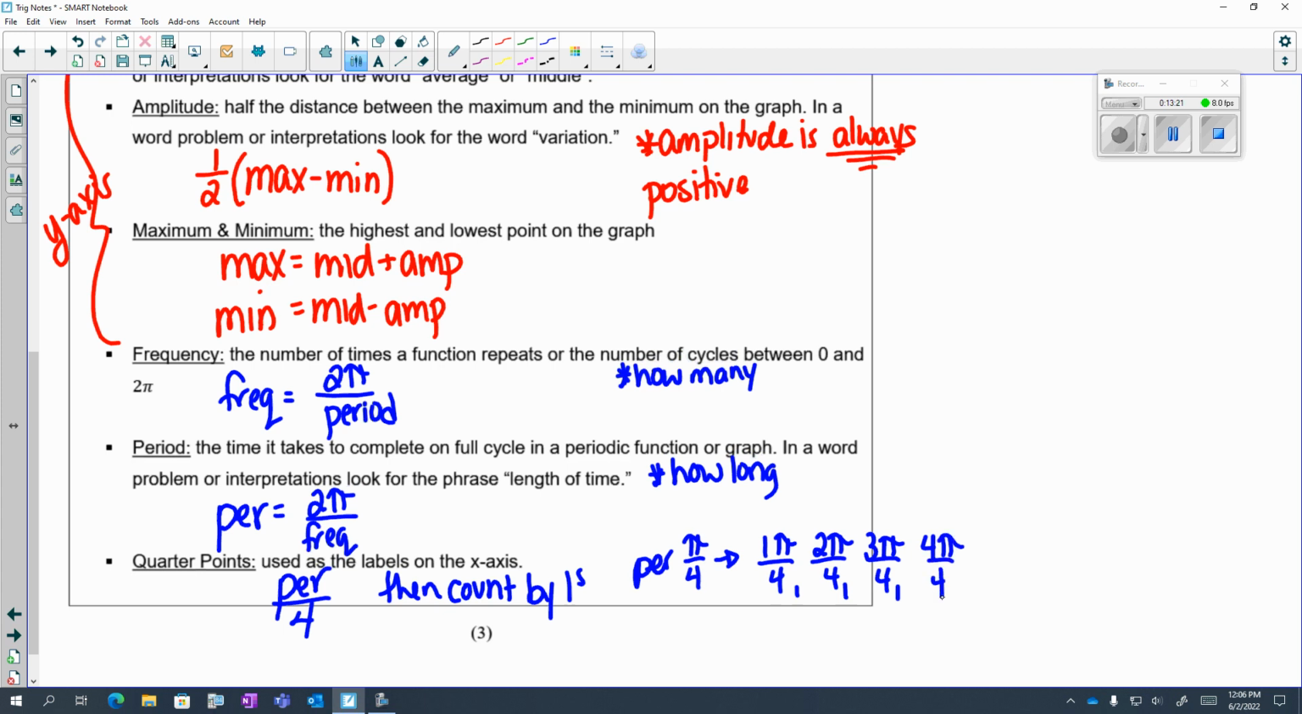That would give me one complete cycle. If I needed to extend my graph based on a given domain, I could continue counting. 5 pi over 4, 6 pi over 4, and so on. And all 3 of these vocabulary words are related to the x-axis. So that is all of your information for graphing trigonometry as well.